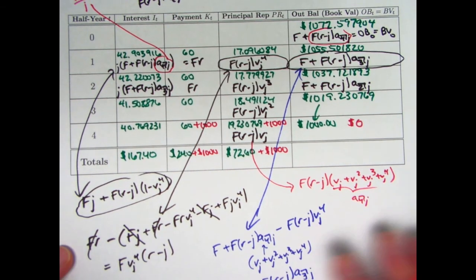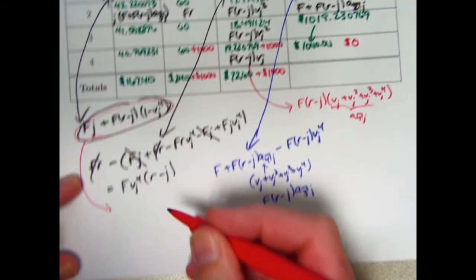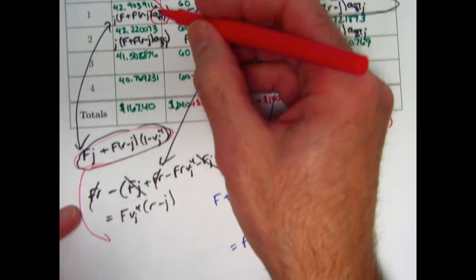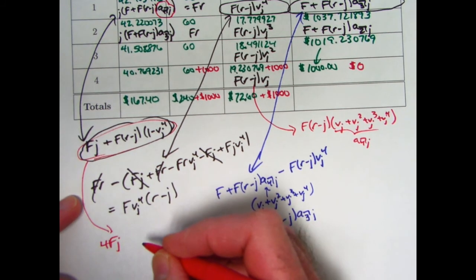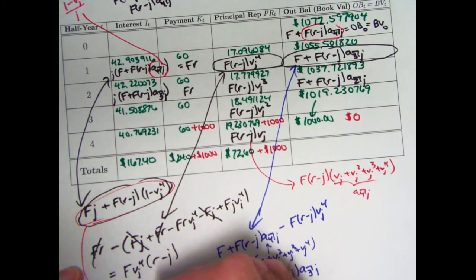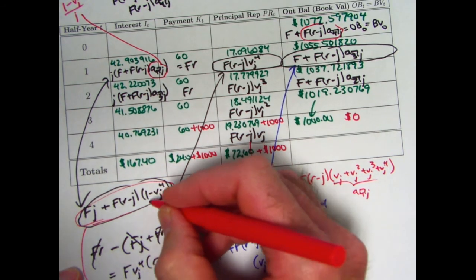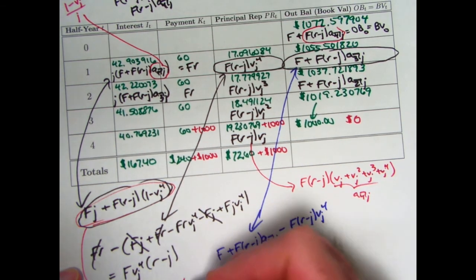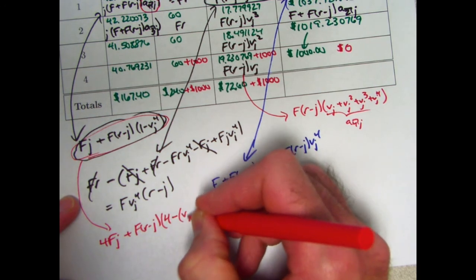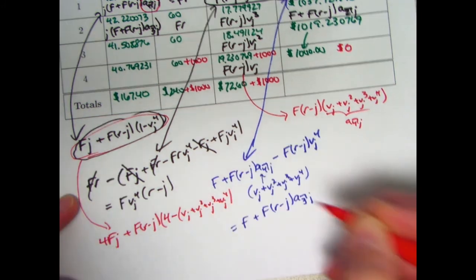How about the sum of the interest payments? Maybe best thought of in this way. If I add those up, I've got 4 of them. I'd have 4 times fj. I would also have, let's see, f times r minus j. I'd get 1 plus 1 plus 1 plus 1 is 4. And I get a minus, ultimately, vj plus vj squared plus vj cubed plus vj to the fourth.